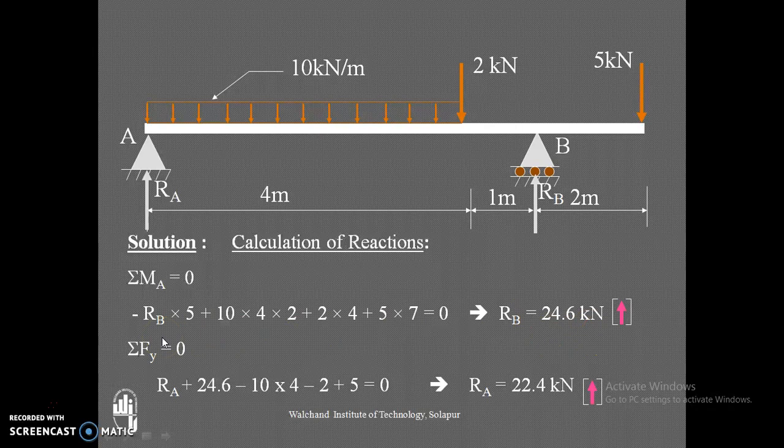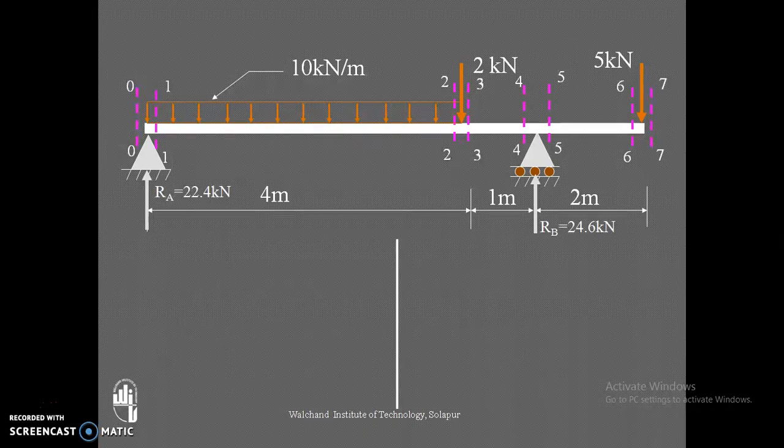Now one unknown is determined and one remains, so we can apply summation of Fy equal to 0. RA upward, which we are assuming, is positive, plus RB upward, that is 24.6 kilonewton, minus UDL 10 into 4 downward, minus 2 kilonewton concentrated load, plus 5 kilonewton concentrated load, is equal to 0. So RA is 22.4 kilonewton upward. Calculation of reactions is over now.